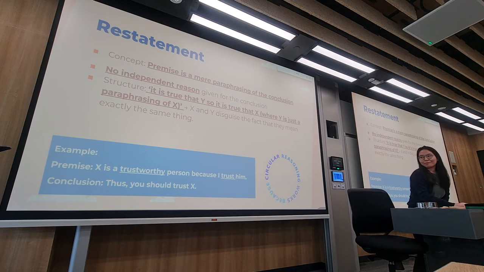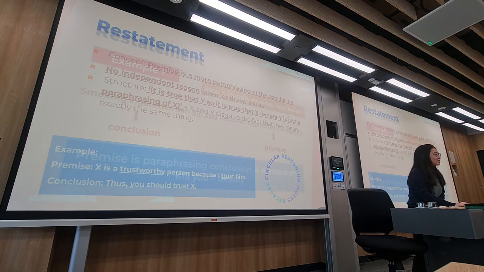And then the conclusion will be, thus you should trust X. However, this is a restatement because the premise, that I trust him, as well as trustworthy, mean the same thing, and you don't give any independent reason on why you should trust X. For example, maybe he follows through on his promises and he's reliable. Yeah. So this is considered a restatement. So we move on to the next example. Smoking cigarettes can kill you because cigarettes are deadly.